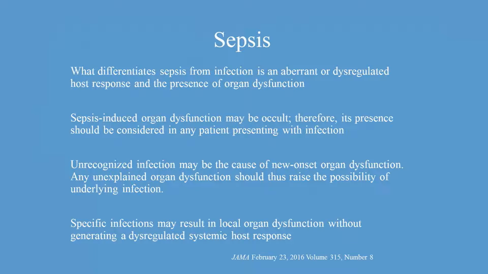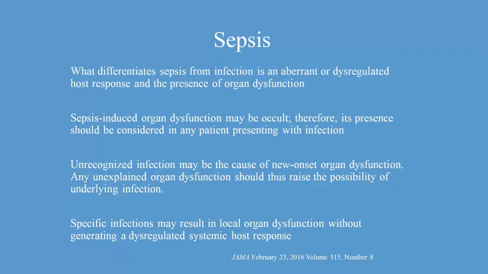Okay? That organ dysfunction may be occult, and that's why it's important to look for signs of impending organ dysfunction, and that's where looking at the lactate becomes ever more important. That unrecognized infection may be the cause of a new onset organ dysfunction. So the typical approach to sepsis from the traditional perspective was you start with the infection and you look for the organ dysfunction. But we know now, sometimes it's the organ dysfunction that comes first, and that should be the trigger to look for the underlying infection.